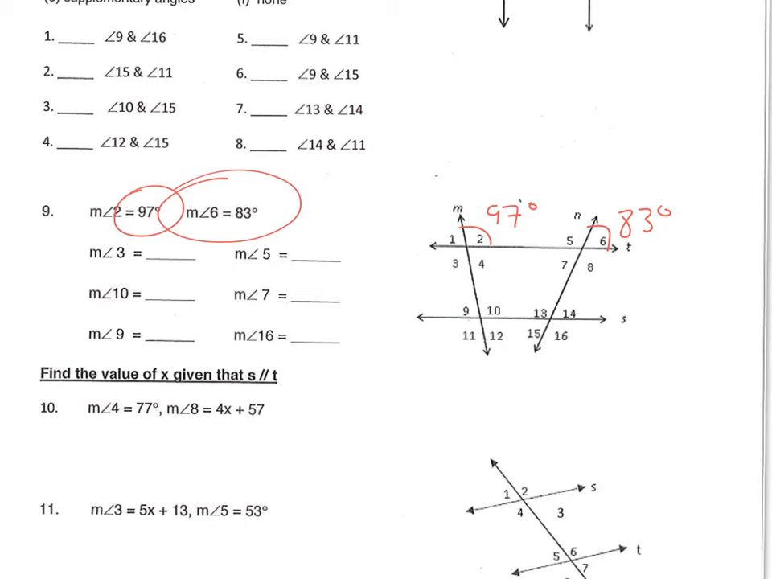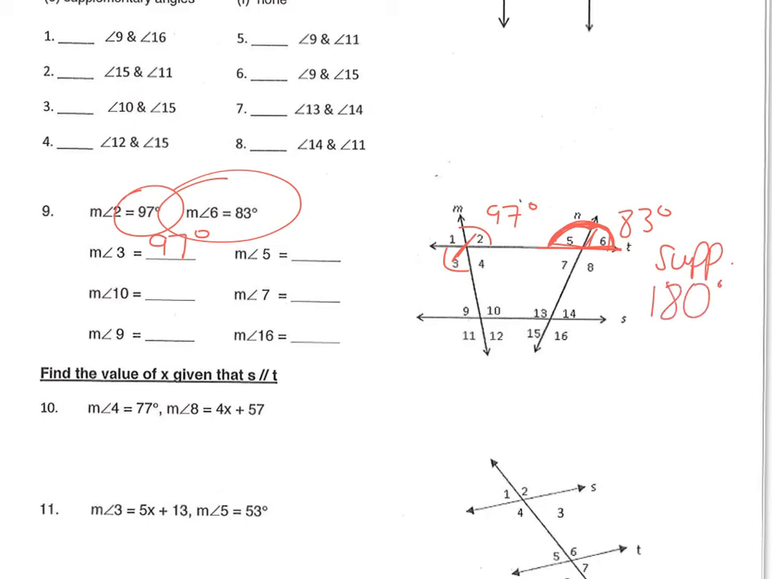Let's look at angle 3. If we look at angle 3, we know those are vertical angles, so that's 97 degrees. Okay? And then let's do angle 5. Remember what these two are called? This plus this gives me a straight line. They are supplementary angles and they equal 180.